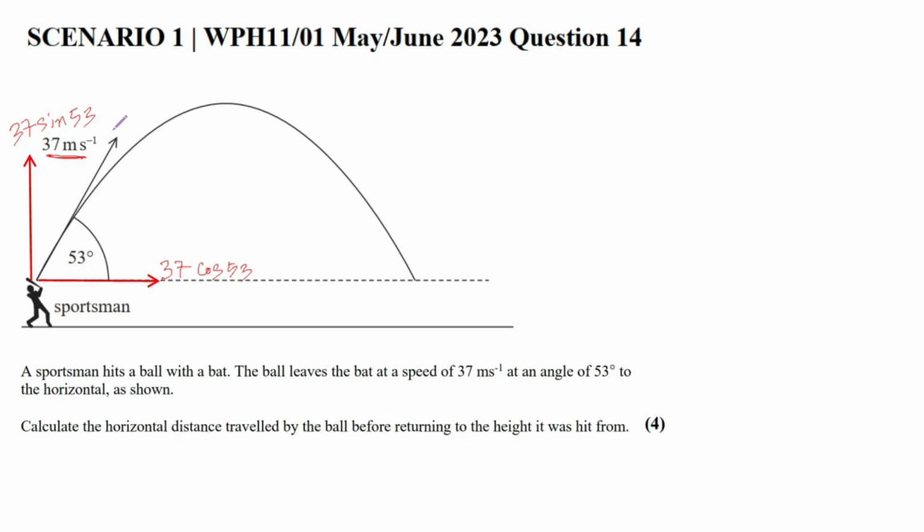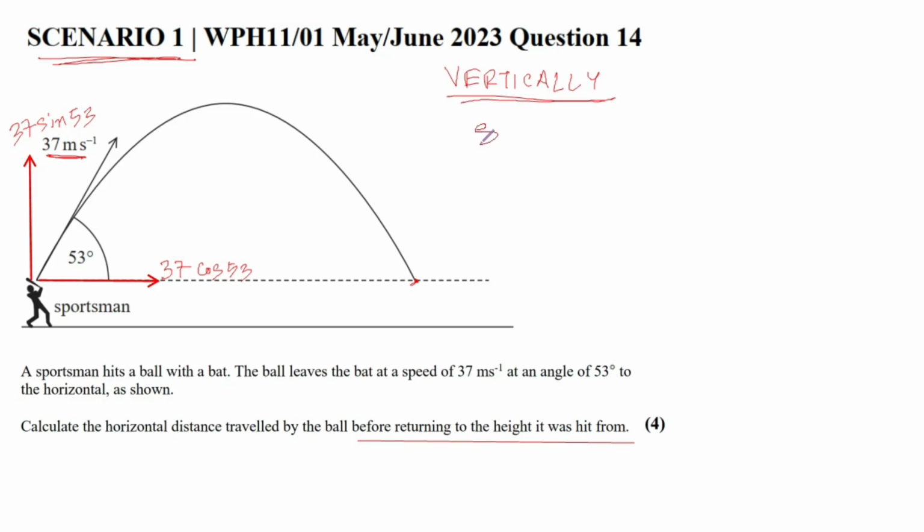Now, calculate the horizontal distance traveled by the ball before returning to the height it was hit from. So this actually gives it away. Before returning to the height it was hit from. So the moment you see that it lands at the same level it was launched from, this makes it scenario 1. The other thing that I would highly recommend is always keep the two aspects of the calculation separate. Never ever mix up horizontal calculations with vertical calculations. So the very first thing you have to do is calculate the time it takes to reach this level. So for the vertical aspect of the motion, let me write down vertically.